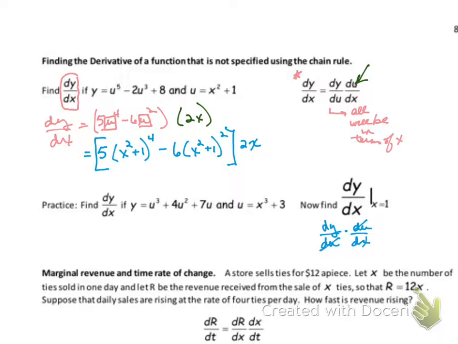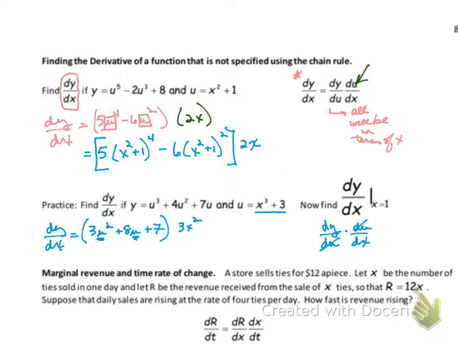So let's build our dy dx. dy dx is going to equal, by our chain rule, dy du, which is 3u squared plus 8u plus 7. And don't forget, these u's are going to be switched out by this expression right here. But we can do that in a second. So this is going to be multiplied by du dx, which is going to be 3x squared.